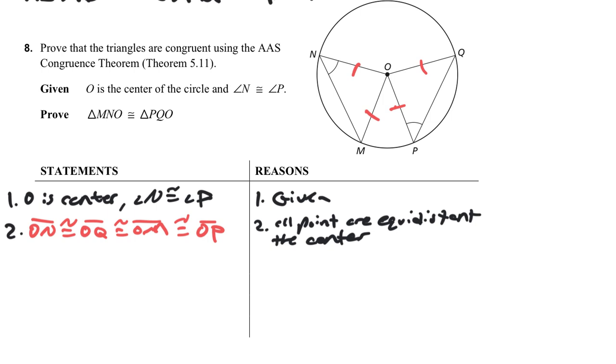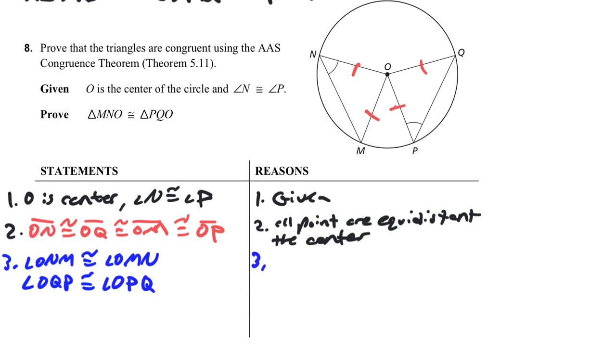Now, if I look at any of these, I see two sides of a triangle that are congruent, which means this is an isosceles triangle. So the base angle theorem says the two angles are supposed to be congruent down here. So I can say angle ONM is congruent to angle OPQ. And I can also say angle OQP is congruent to angle OPQ, and that's going to be our base angle theorem. So I'm going to mark these.